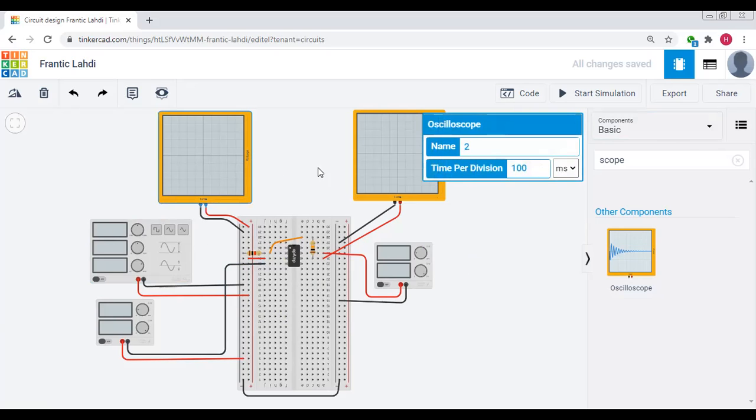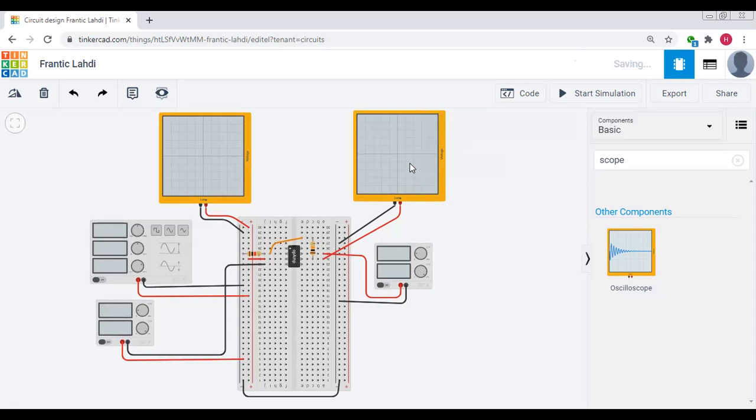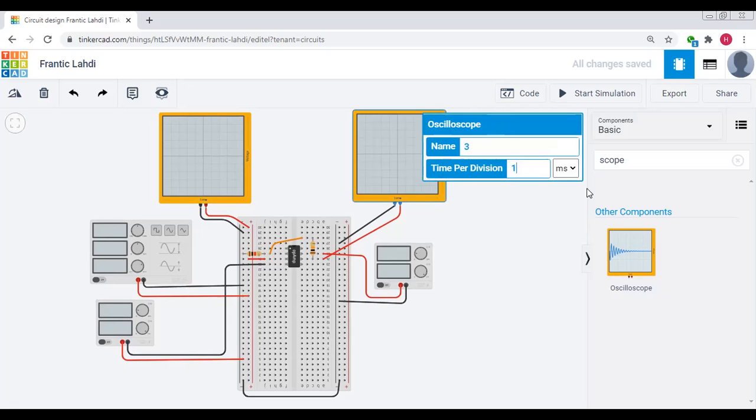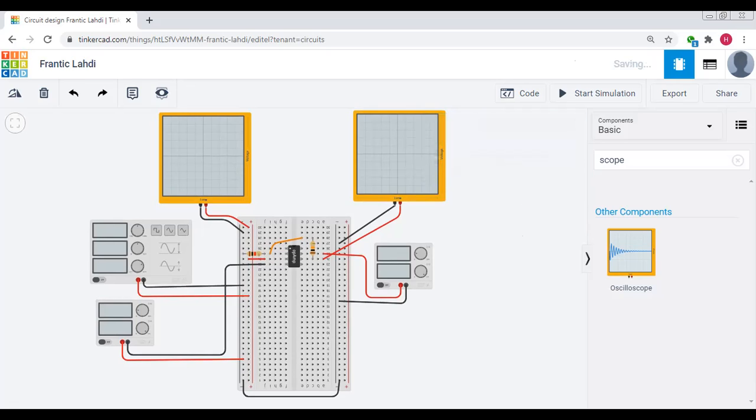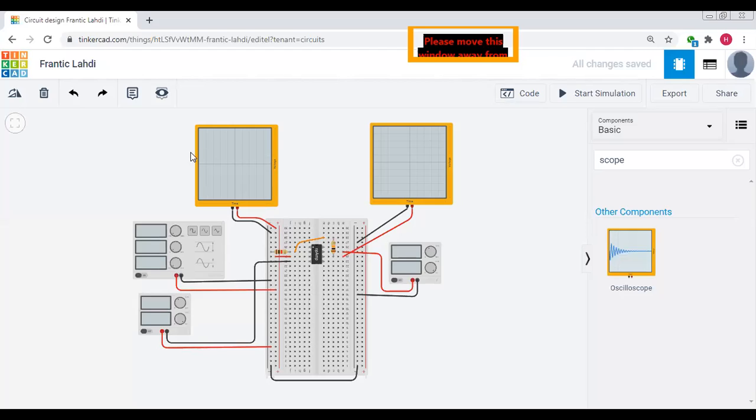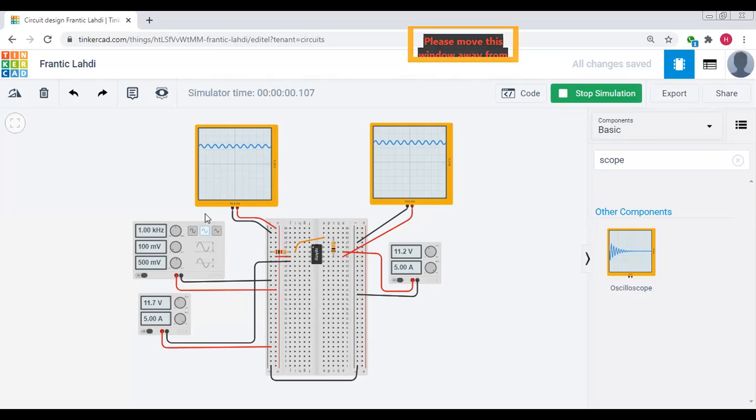And one more thing, by clicking on the oscilloscope, we have to set the time per division axis. So we set it to 1 millisecond. Okay, so by doing this, our circuit diagram is complete. So as our circuit is complete, when I start the simulation, we will see that this is our input supply, and this is our output supply.